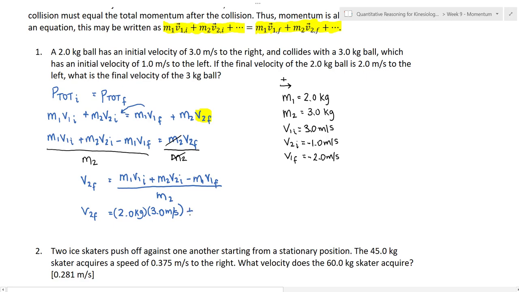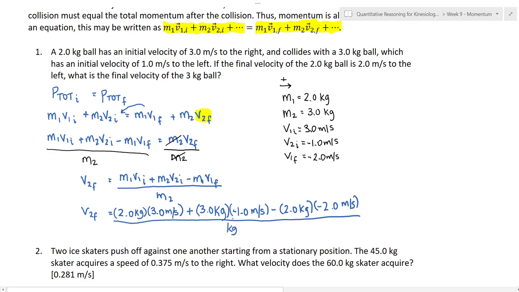plus m2 is 3 kilograms, v2 initial is -1 meter per second, minus m1, which is 2 kilograms, times v1 final, which is -2 meters per second, all over kilogram.